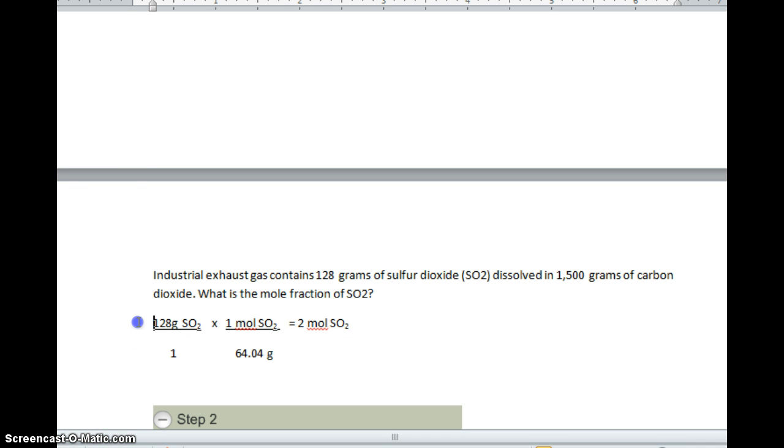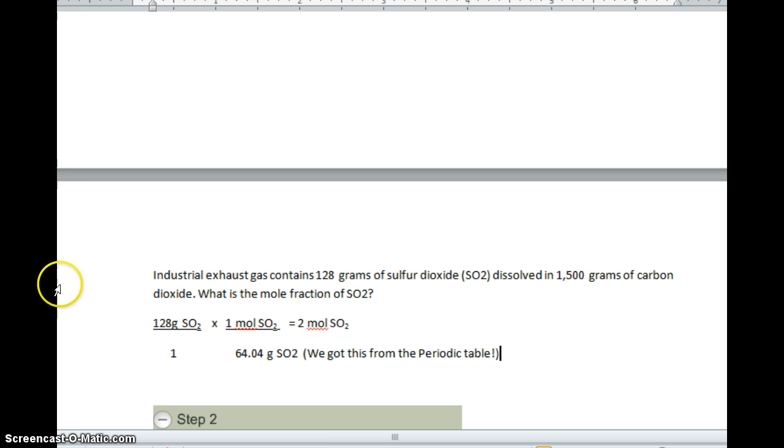So we started with what we were given. We were given 128 grams of SO2. So what goes on the bottom of our next fraction? Again, it's going to be grams, specifically of SO2, so that those cancel. And on the top is going to be the mole, because that's what we want our final unit to be. We want to know how many moles of SO2. So you put it in your calculator, 128 divided by 64.04 gives you 2 moles. And just as a reminder where we got this from, we got this from the periodic table.